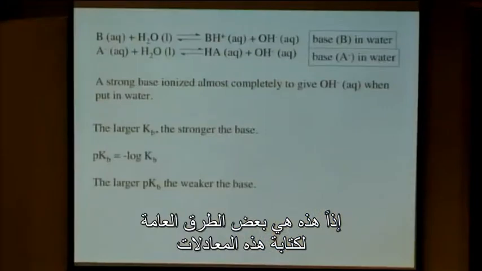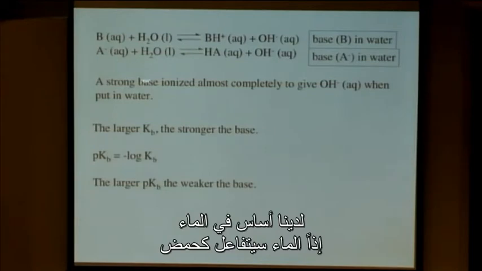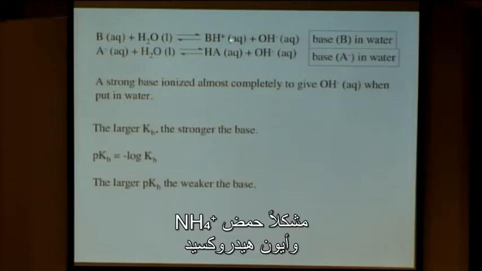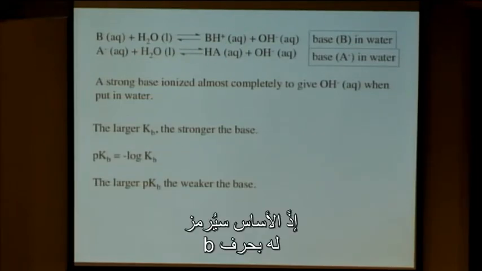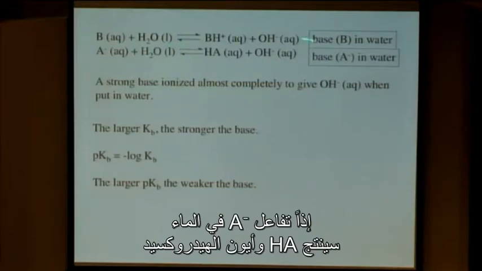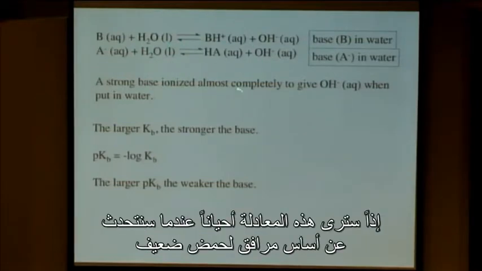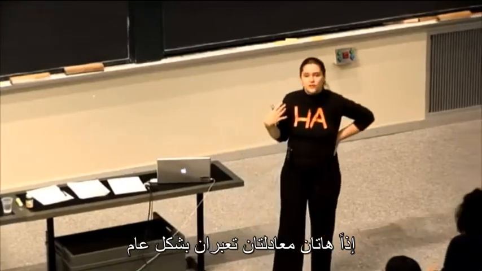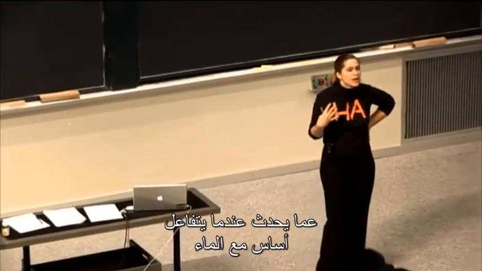So here are some general ways to write these equations. We have a base in water, and so the water is going to act as the acid. The base is going to accept that proton or hydrogen ion, forming BH+ and hydroxide ion. So the base is just written as B. You could also write the base as A-, something A- in water, going to HA plus hydroxide ion. Sometimes you might see that when you're talking about a conjugate base of a weak acid. So these are two fairly generic expressions that express what happens when you have bases in water.